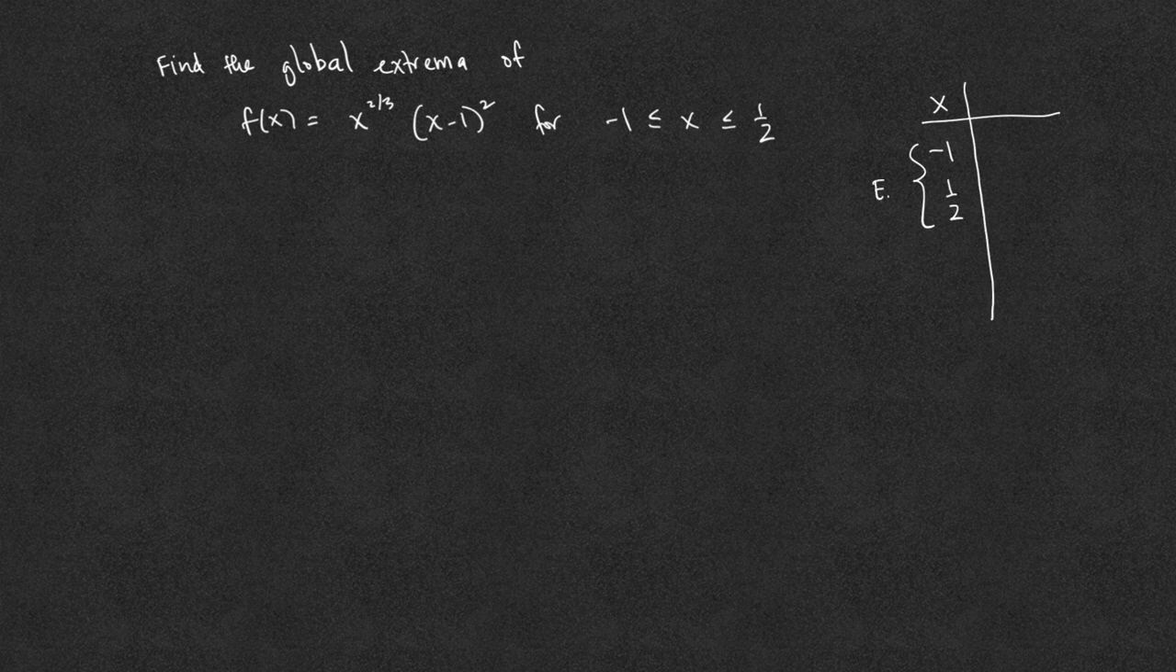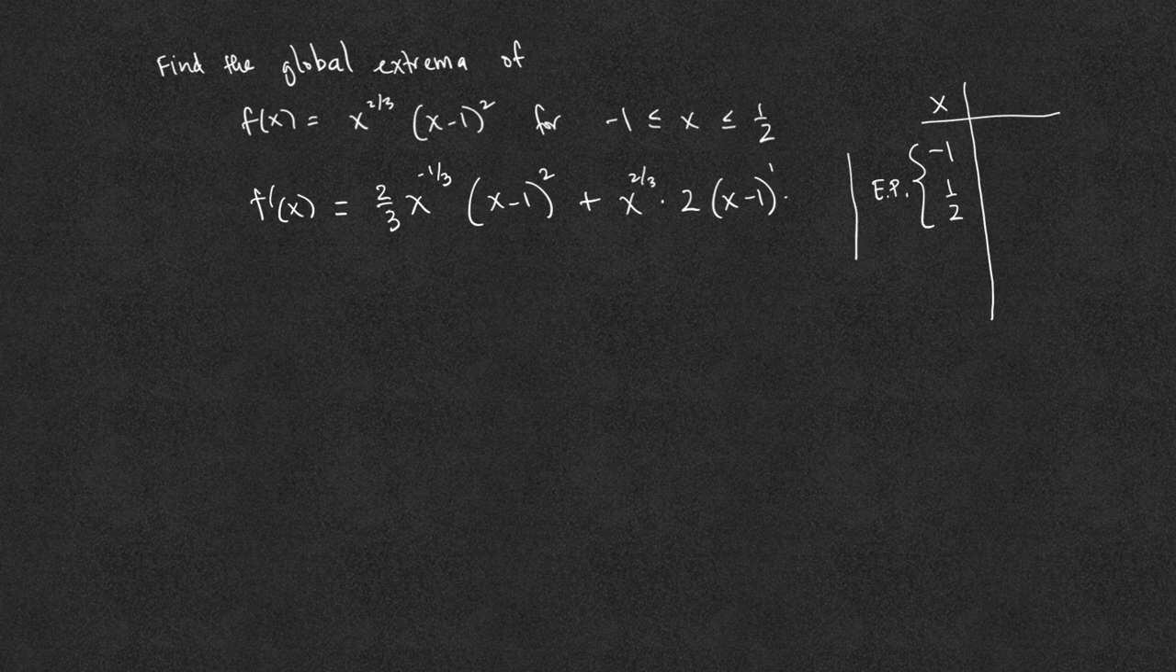We will need to find the critical points. To do that, we differentiate f of x to get f prime of x. In this case, we will have to use the product rule. The derivative of the first factor is 2/3 x to the -1/3 times x minus 1 squared, plus, keep the first factor x to the 2/3 times the derivative of the second factor, which is 2 times x minus 1 to the 1 power times the derivative of the inside, which is 1.